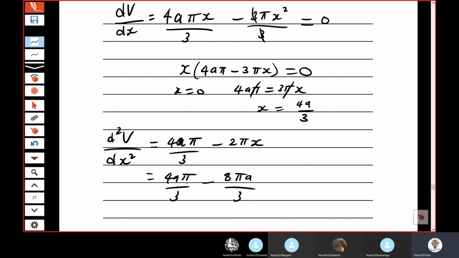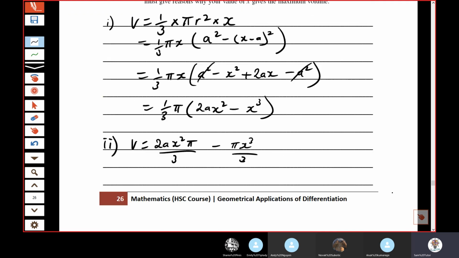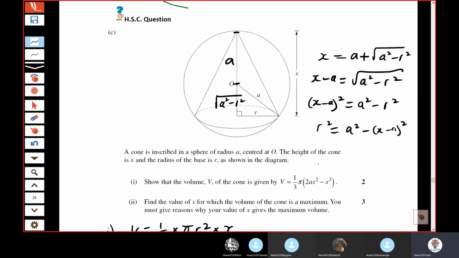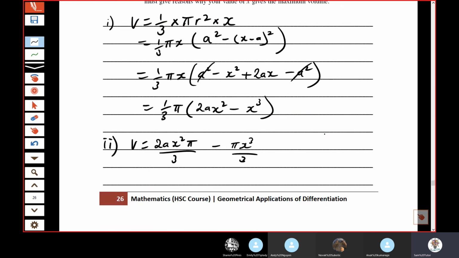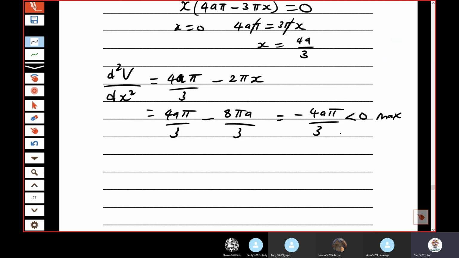What is 4 lots of something take away 8 lots of something? Well, it will be negative 4 lots of something. So it equals negative 4a pi on 3, which is less than 0, a max. It is less than 0 only if a is positive, and a has to be positive because it's a length. If a was negative, you couldn't conclude this; you couldn't say it's always less than 0. But we know that it is, because a is greater than 0.